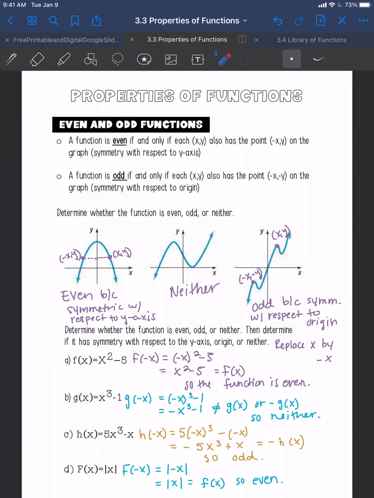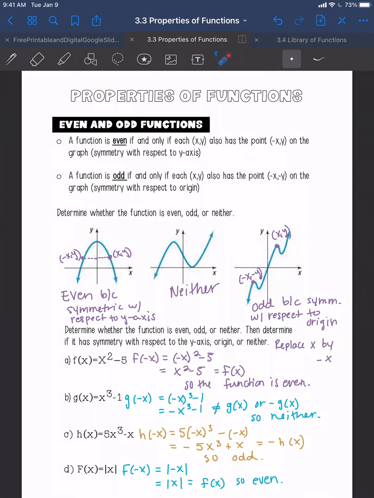So first here we have even versus odd functions. A function is even if and only if each x, y ordered pair on the graph also has the point negative x, y on the graph, meaning it has symmetry with respect to the y-axis, if you remember that. A function is odd if and only if each ordered pair x, y has the point negative x, negative y on the graph, meaning it has symmetry with respect to the origin.